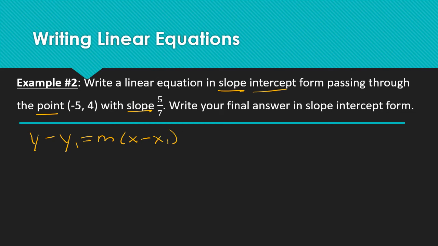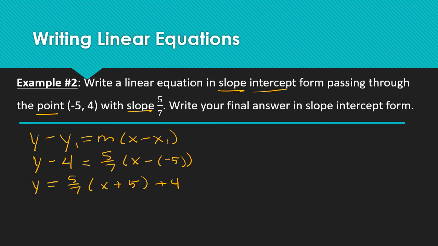If we want to go from here, we're going to plug in y minus my y value, my slope, times x minus my x value. So continue to solve for y. So y equals 5/7 x plus 5. Move my y1 value over so I get plus 4.